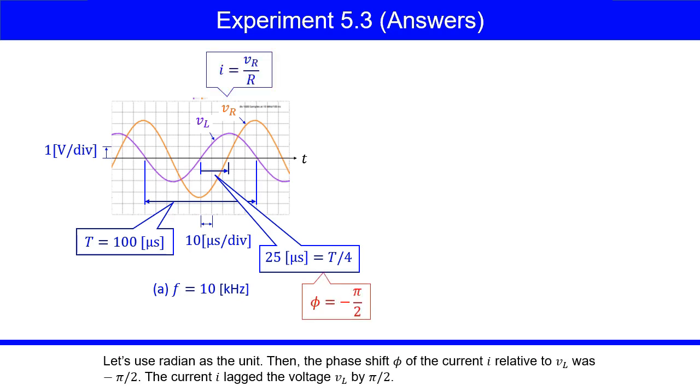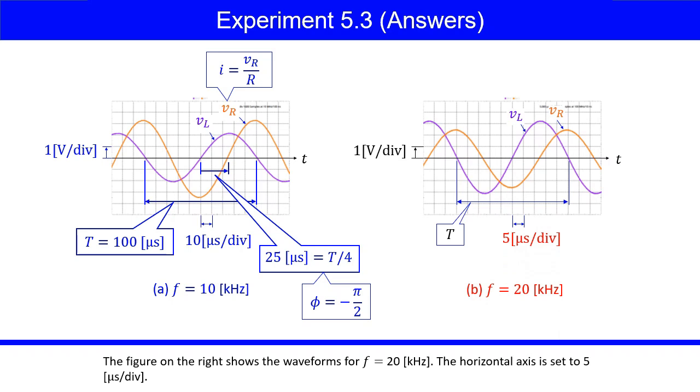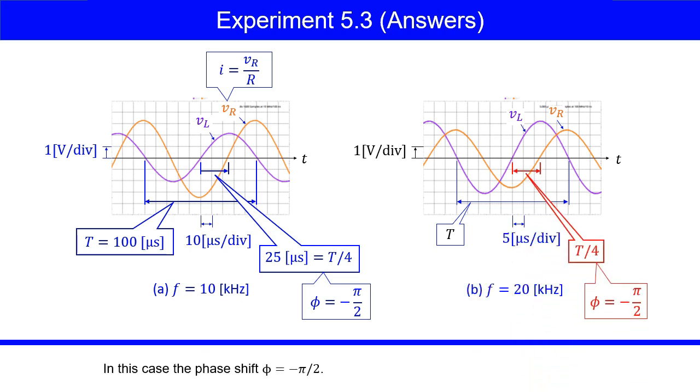Let's use radian as the unit. Then, the phase shift phi of the current I, relative to VL, was negative pi over 2. The current I lagged the voltage VL by pi over 2. The figure on the right shows the waveforms for f equals 20 kHz. The horizontal axis is set to 5 microseconds per division. In this case, the phase shift phi was also negative pi over 2.